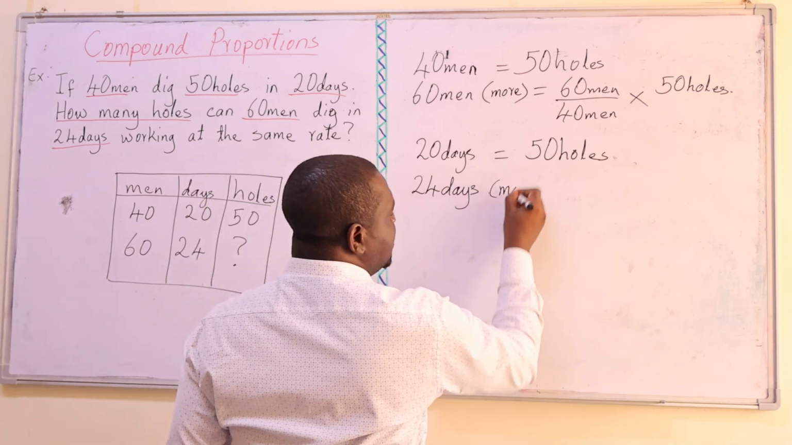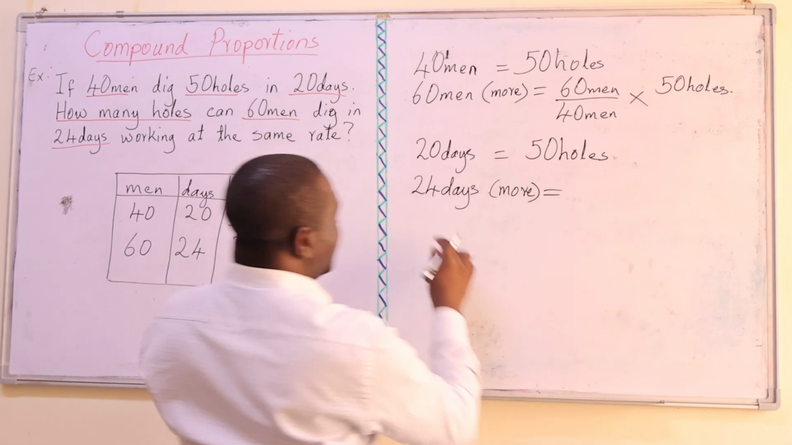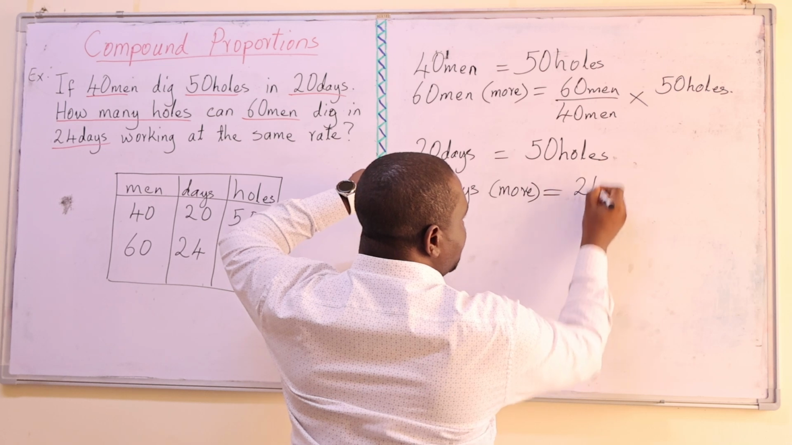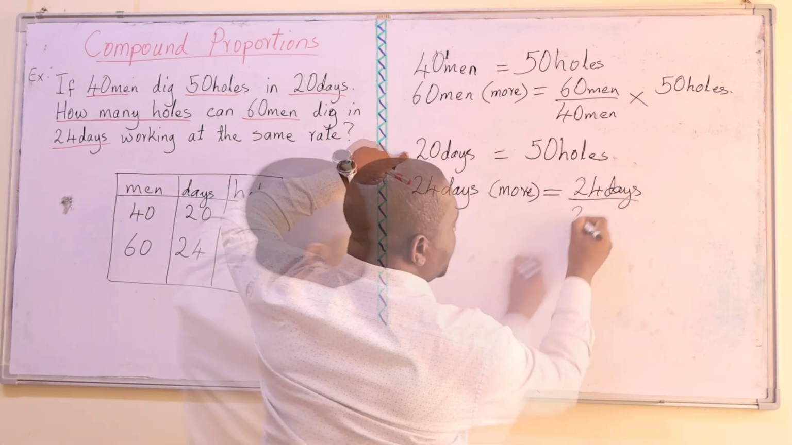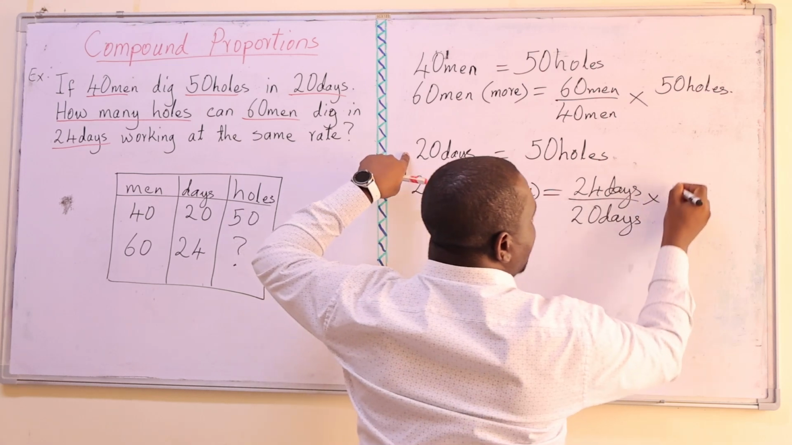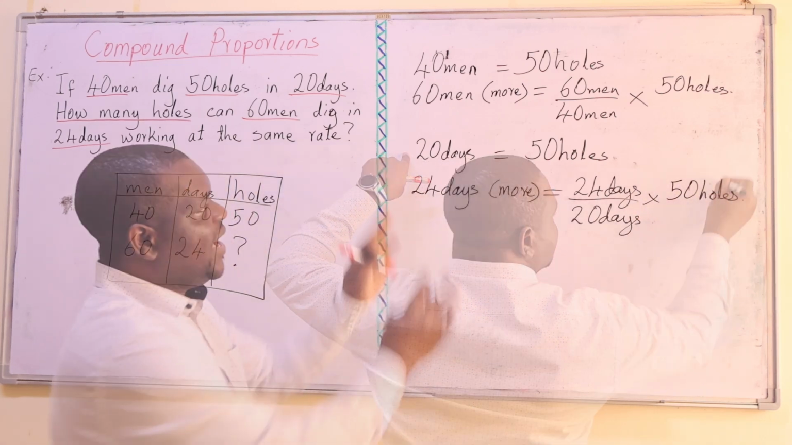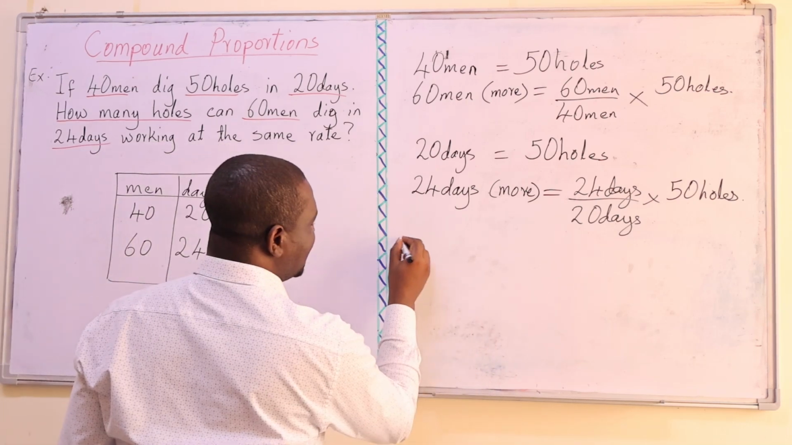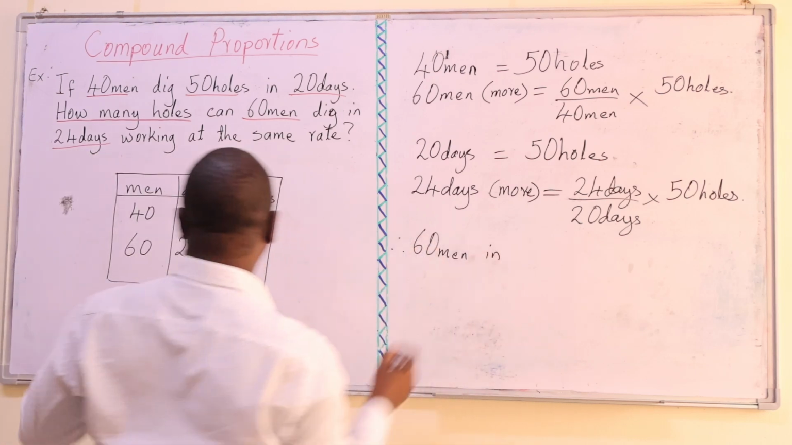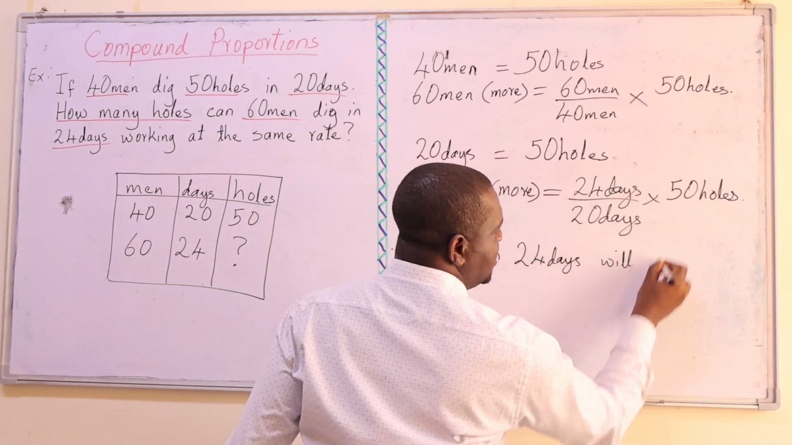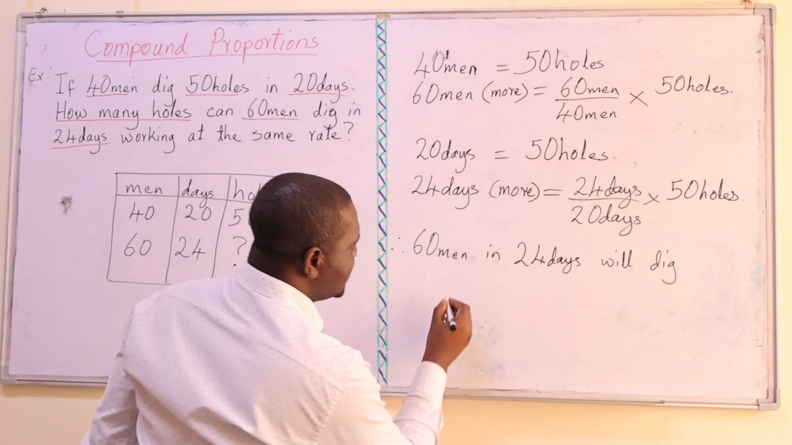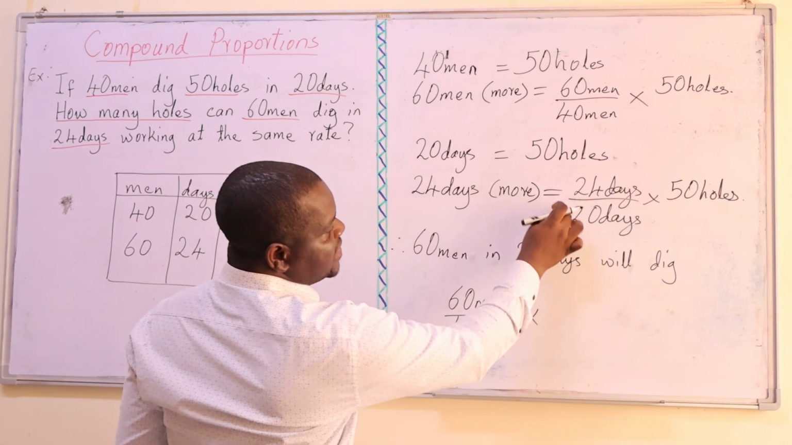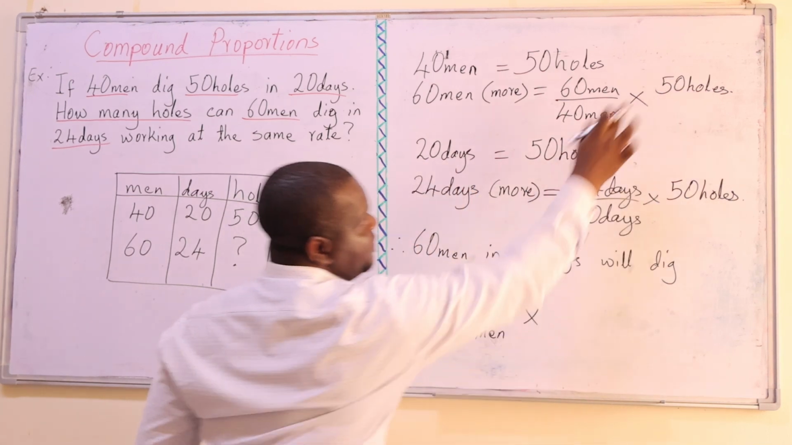So if it's more, you indicate here, and for that reason you come back to this left hand side and take the bigger number first. 24 days divided by 20 days, and you multiply this by 50 holes. At this level, the work is almost done. What you do is you make your last statement. Therefore, 60 men in 24 days will dig. You take this equation, that is 60 men divided by 40 men multiplied by this equation. Just leave this for now, leave 50 for now.